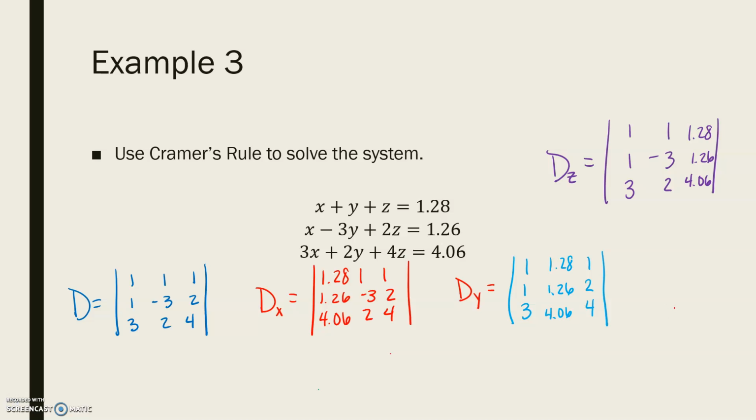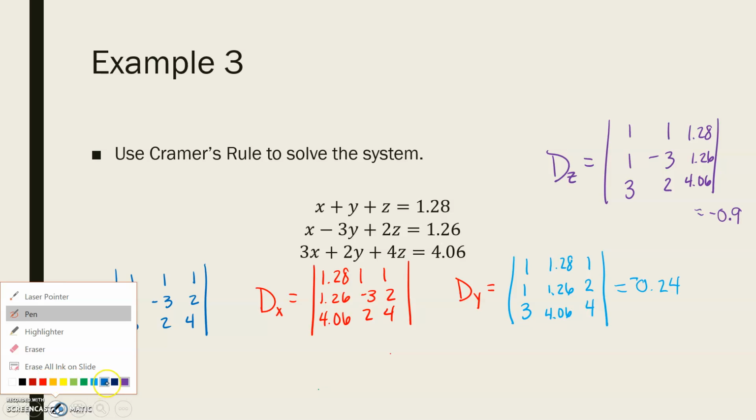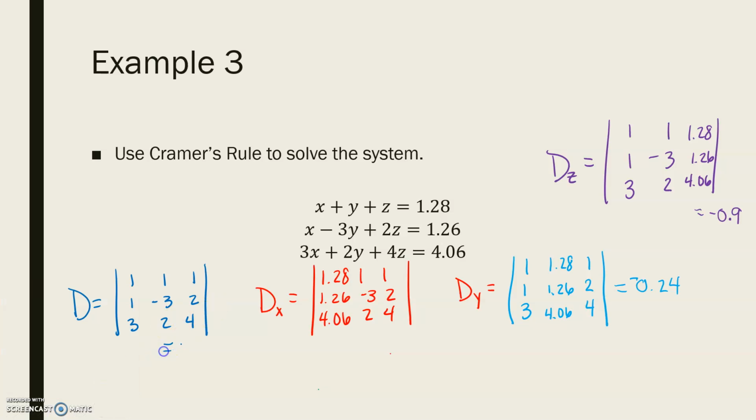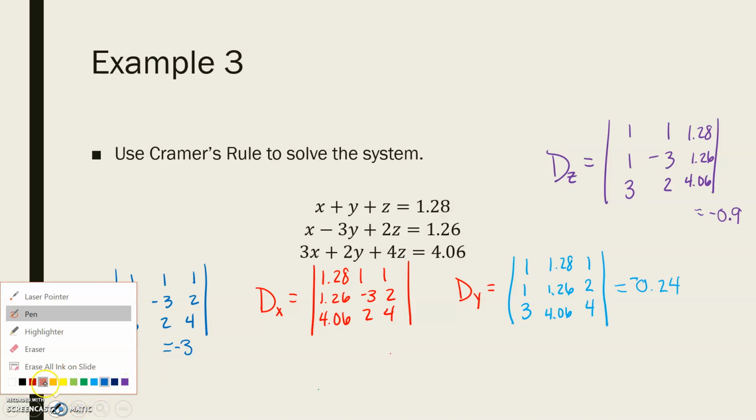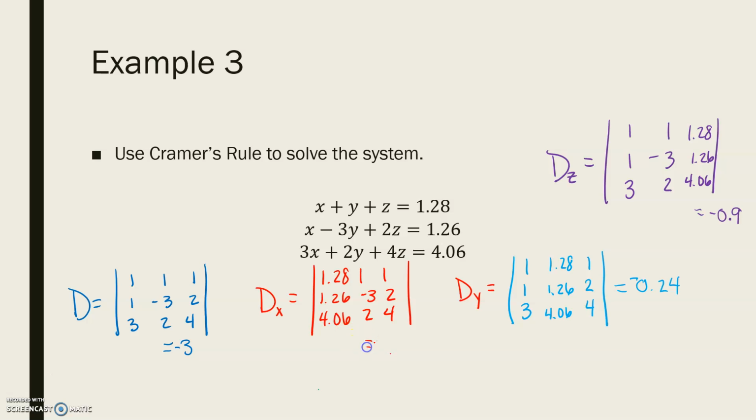So when I did this, what I got for D sub y was negative 0.24. And what I got for z was negative 0.9. Over here, let's put these values in. This one was negative 3, and the other one was negative 2.7. All right, so these don't look like fun numbers, but my calculator is going to help me out here.